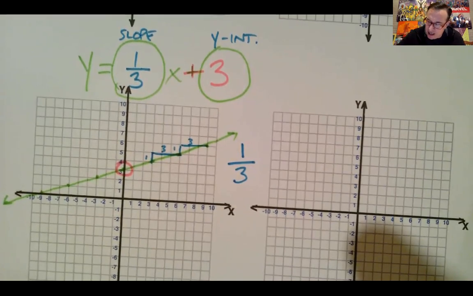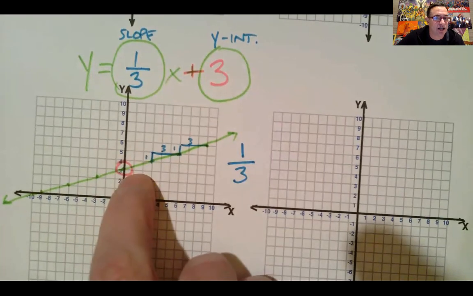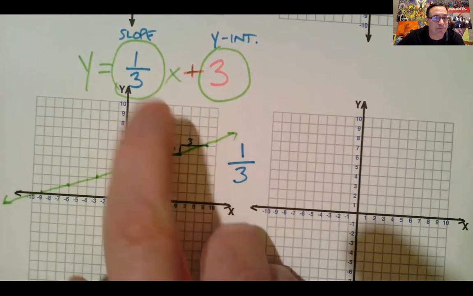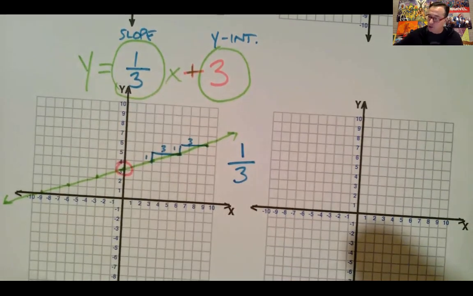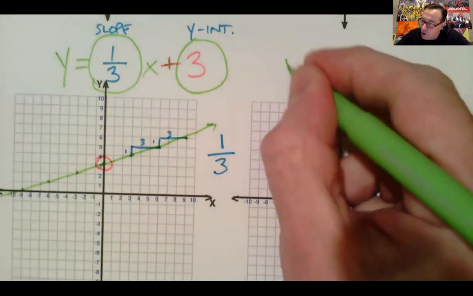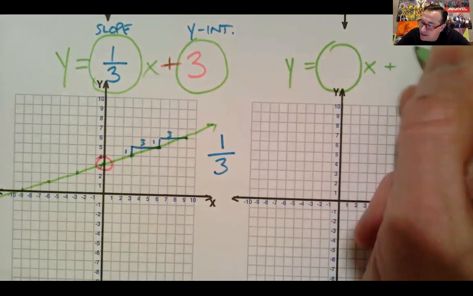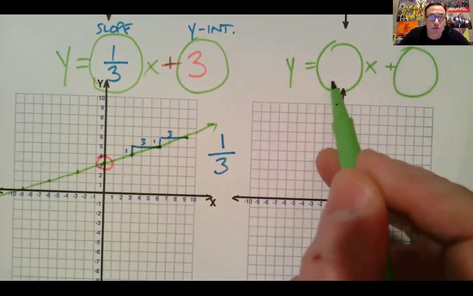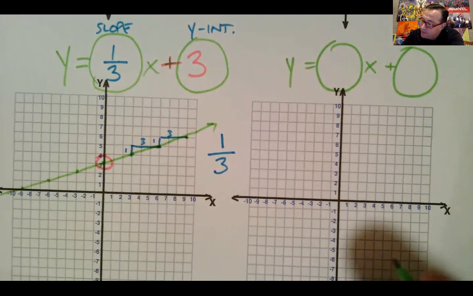Again, looking at your line, you have to find your y-intercept, or where it crosses the y-axis. Then you have to use the slope triangle to figure out what your slope is to put in front of the x. I'm going to put the general format up here first. We know it's y equals something in front of our x plus something here. So that is our slope, and that is our y-intercept.